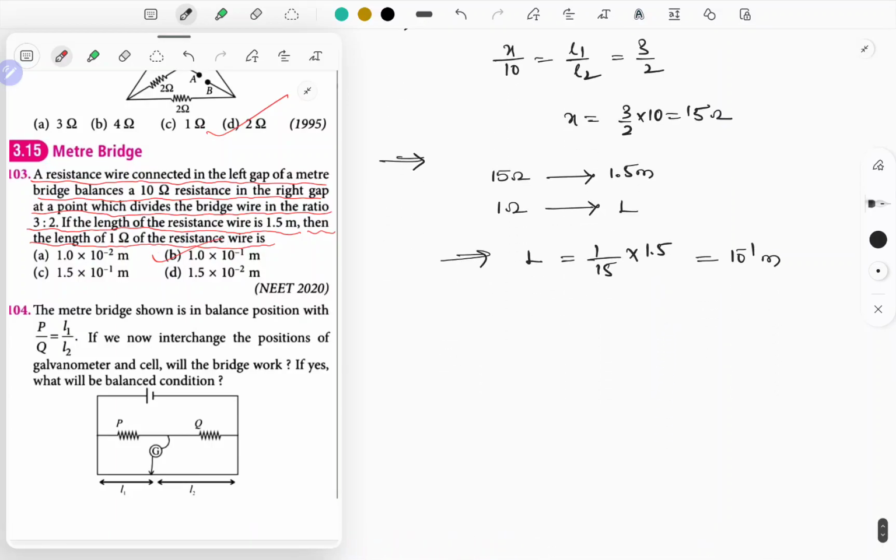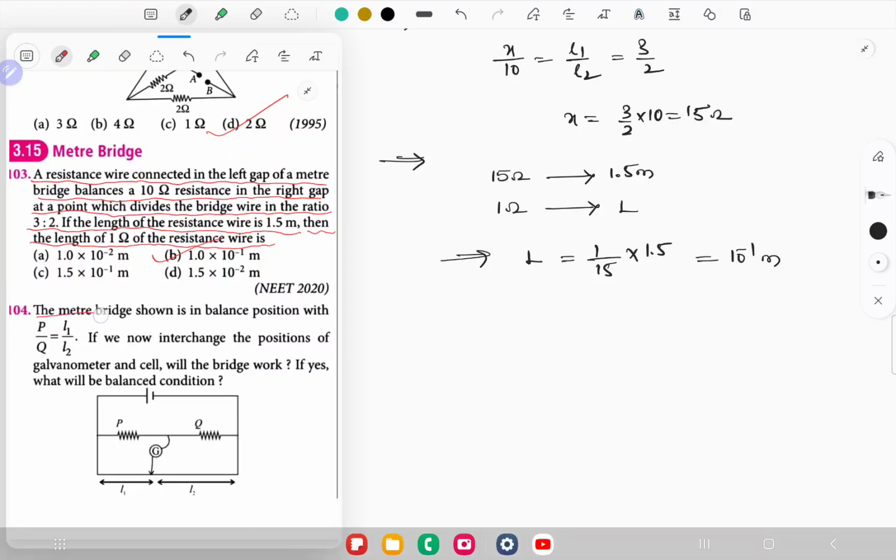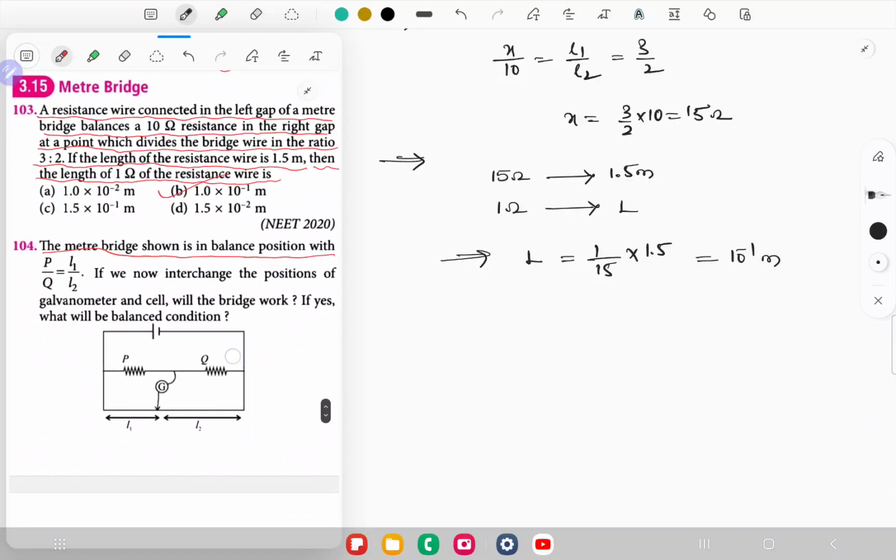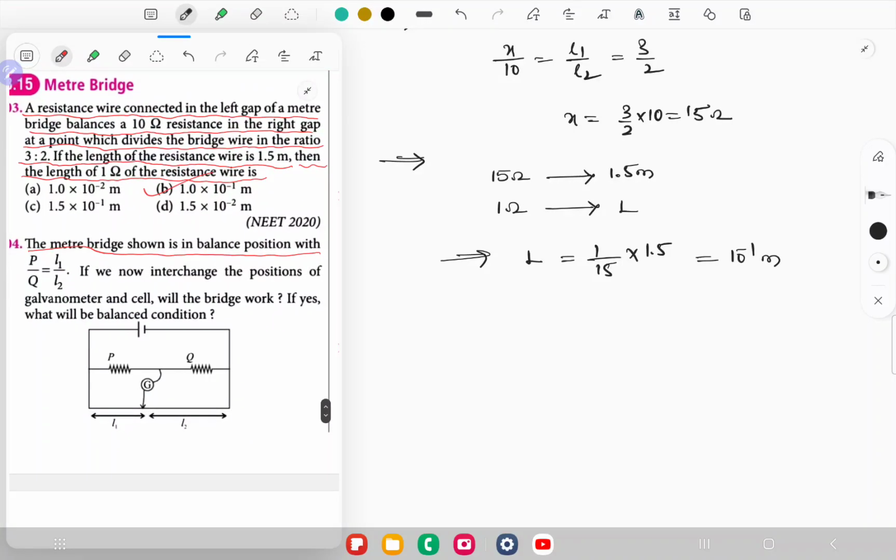Let's move on to the next question. The meter bridge shown is in balanced position with P by Q is equal to L1 by L2. If you now interchange the position of galvanometer and cell, will the bridge work? If yes, what will be the balanced condition?